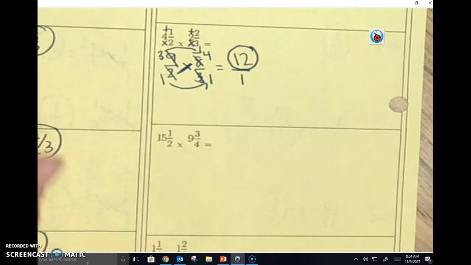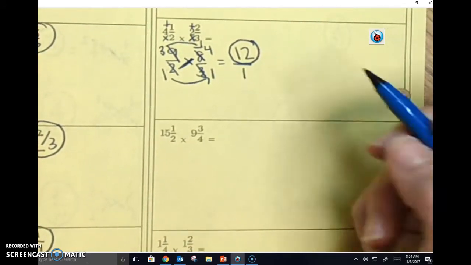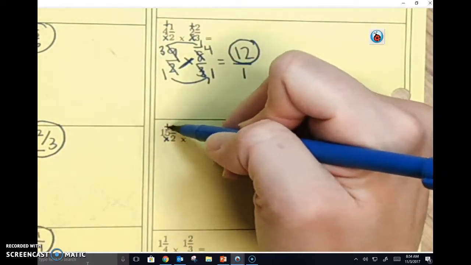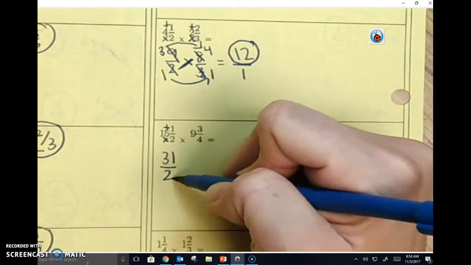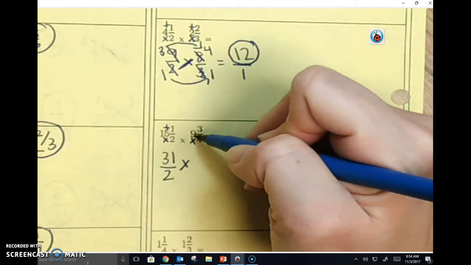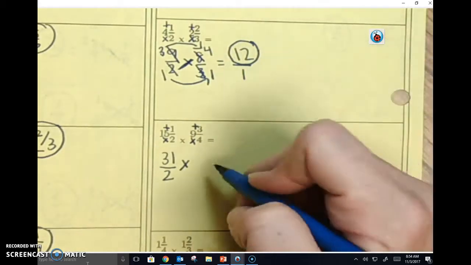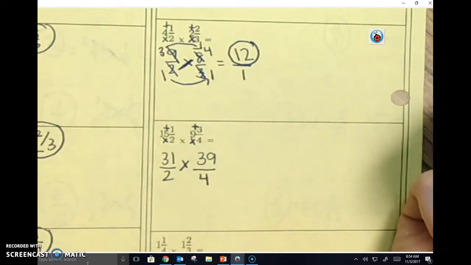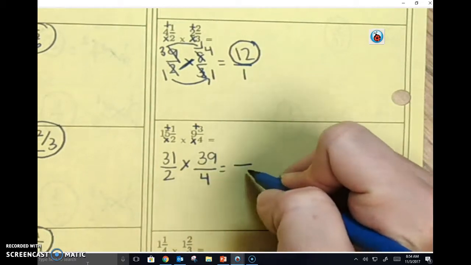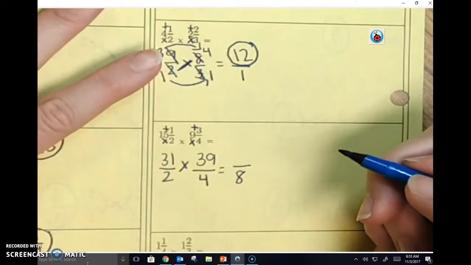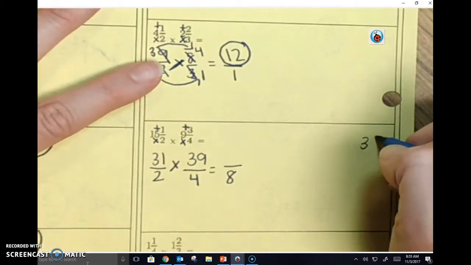Have a little bit bigger numbers on this one, but it's going to be the same exact thing. We're going to do 15 times 2 is 30. 30 plus 1 is 31 over 2. Then we have 9 and 3/4, so 9 times 4 is 36, plus 3 is 39 over 4. Now if we look across, there's no cross canceling, so we're just going to have to multiply these out. I know 2 times 4 is 8, but I don't know 31 times 39 off the top of my head, so I'm going to come over here and do some work on that.